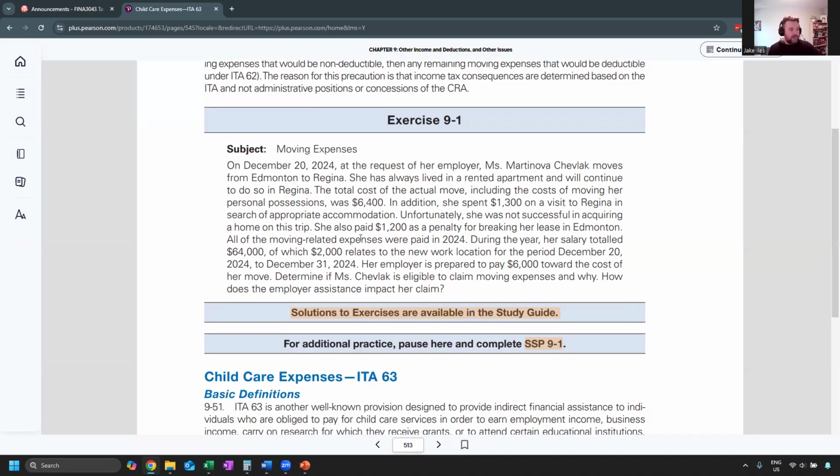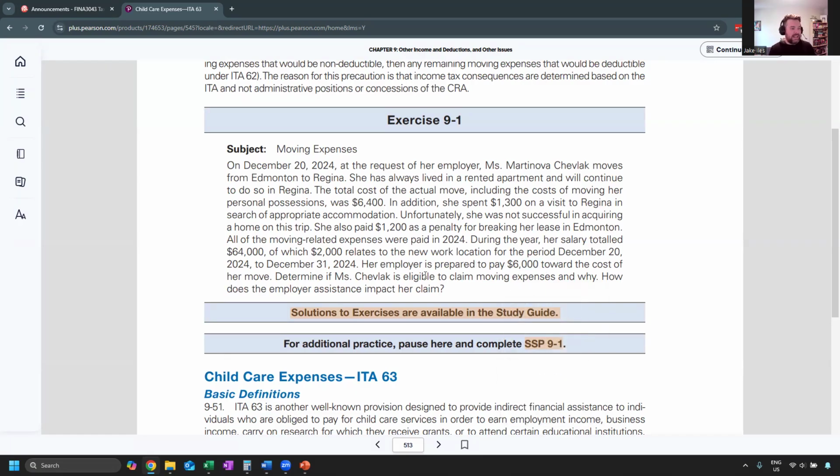All of the moving related expenses were paid in 2024. During the year, her salary totaled 64,000, of which 2,000 relates to the new work location. So she didn't change employers, but she did change work locations. She moved from Edmonton to Regina, which is more than a 40-kilometer trip. Her employer is prepared to pay $6,000 towards the cost of her move.